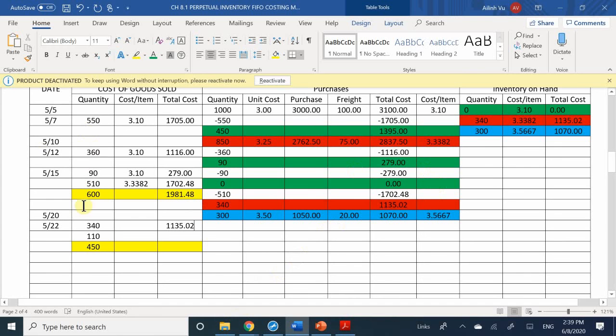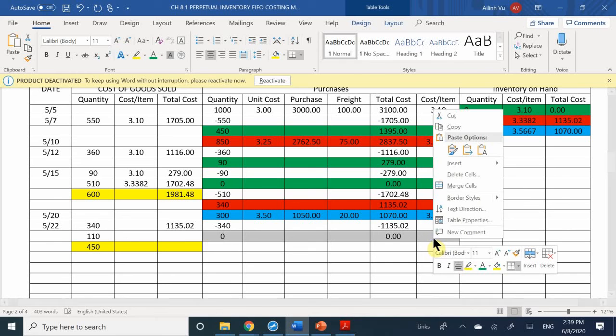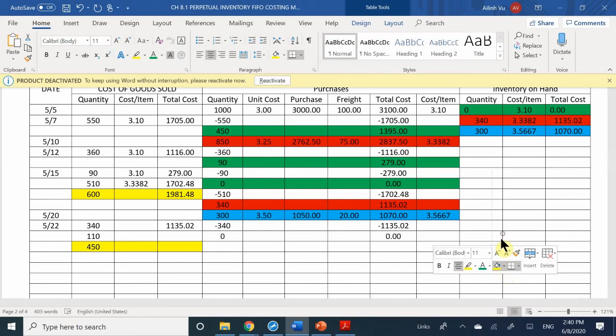Then, okay, so now we're going to follow the trail again. We are getting rid of the 340, and that's going to give us 0. And we're going to get rid of 1135.02, and that's going to give us 0. So here, my second batch of red is going to be gone.